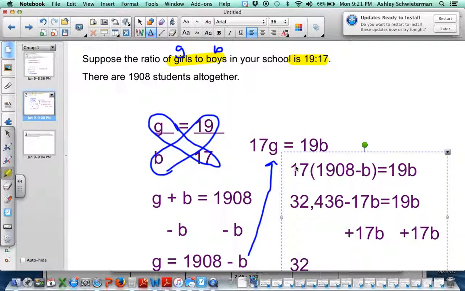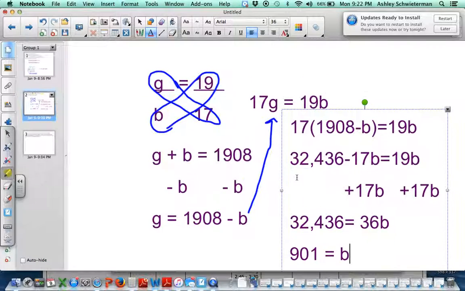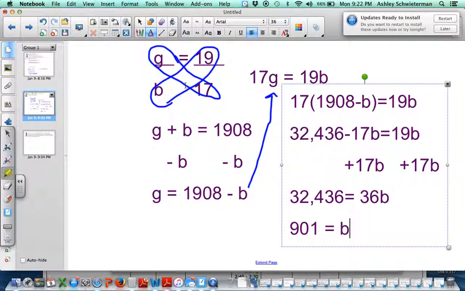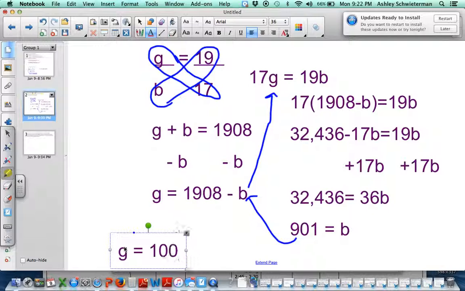So 32,436 equals 36B. Divide both sides by 36. So 901 equals B. So there are 901 boys, and that number gets substituted in for boys to find out how many girls. So girls equals 1,007.